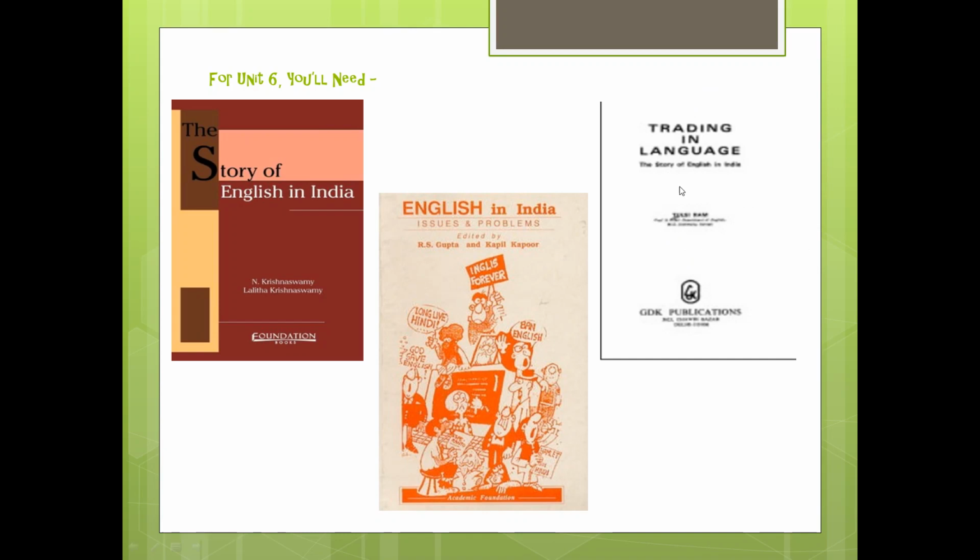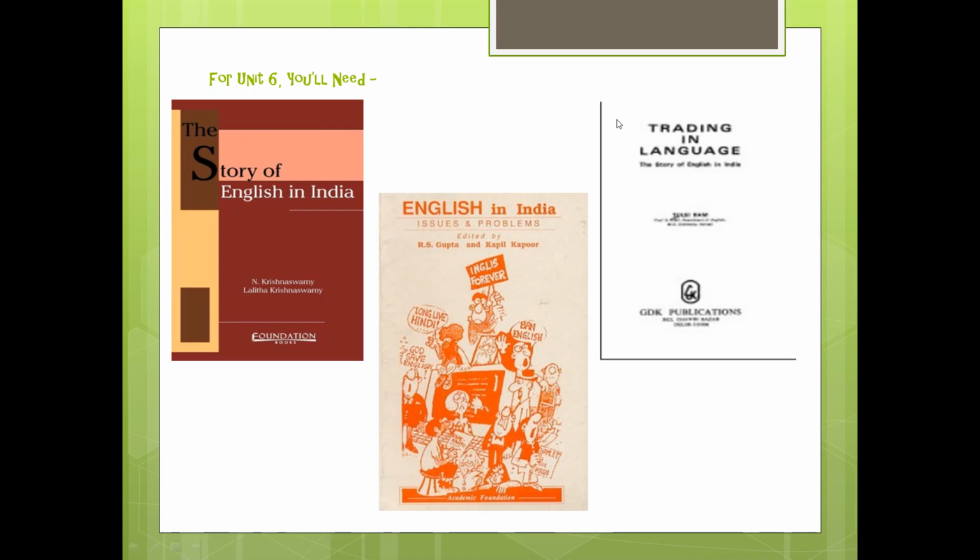The writer of the book is Tulsi Ram. Both the books are more or less the same, but this book, Trading in Language by Tulsi Ram, deals with the economic aspect of the influence of the English language, and how the English language and its development in the Indian subcontinent had an economic influence upon India. So this is a very different and unique context.